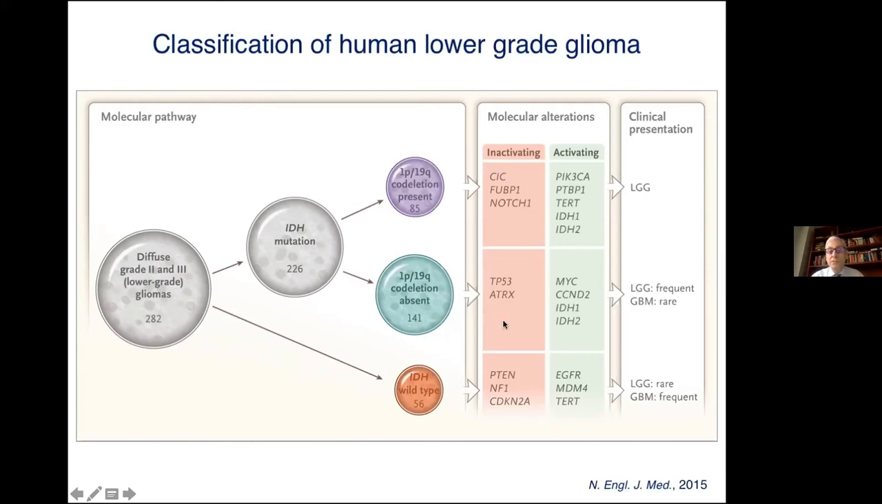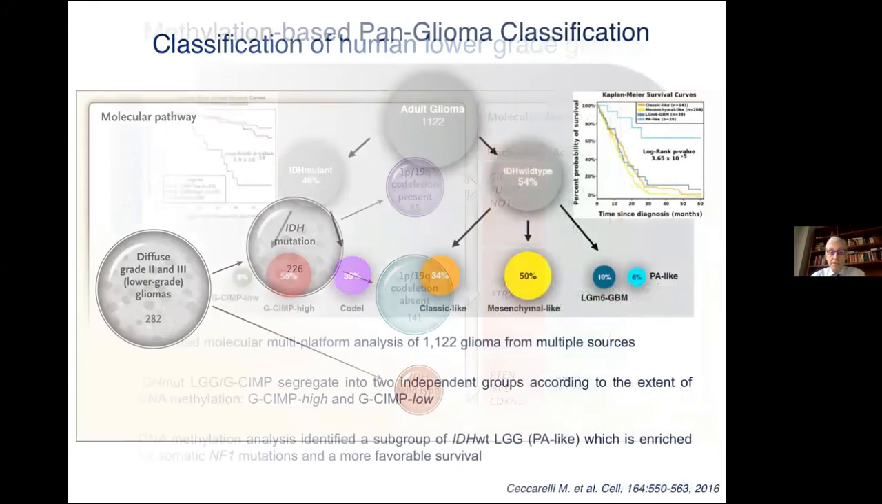So each of these three groups, the 1p19q codel, the 1p19q intact IDH mutant tumors, and the IDH wild type, are associated with a specific set of divergent genetic alterations, and each of these groups is associated with a different probability, a different pattern of evolution into more aggressive tumors.